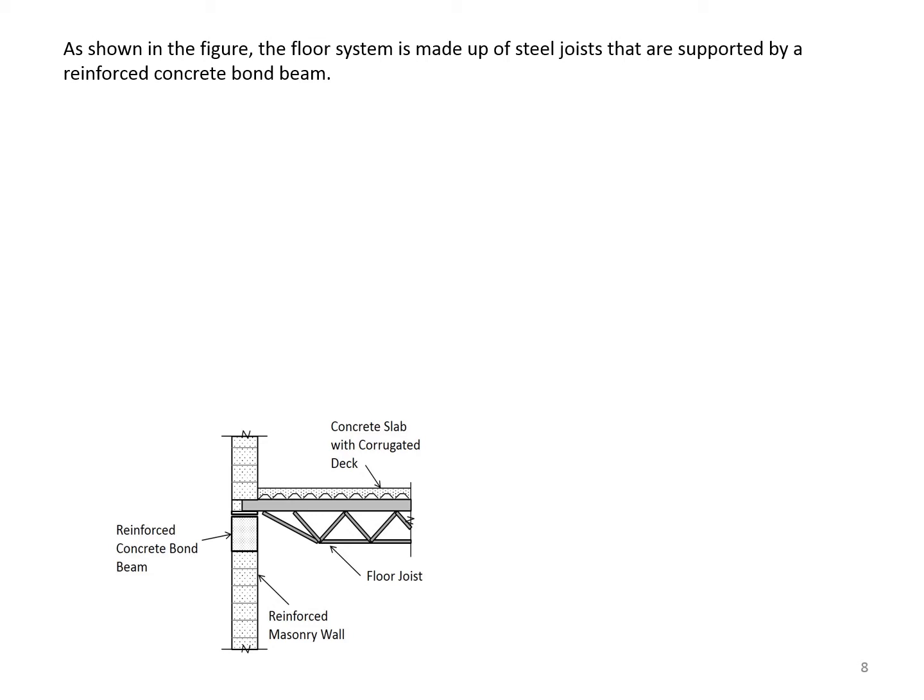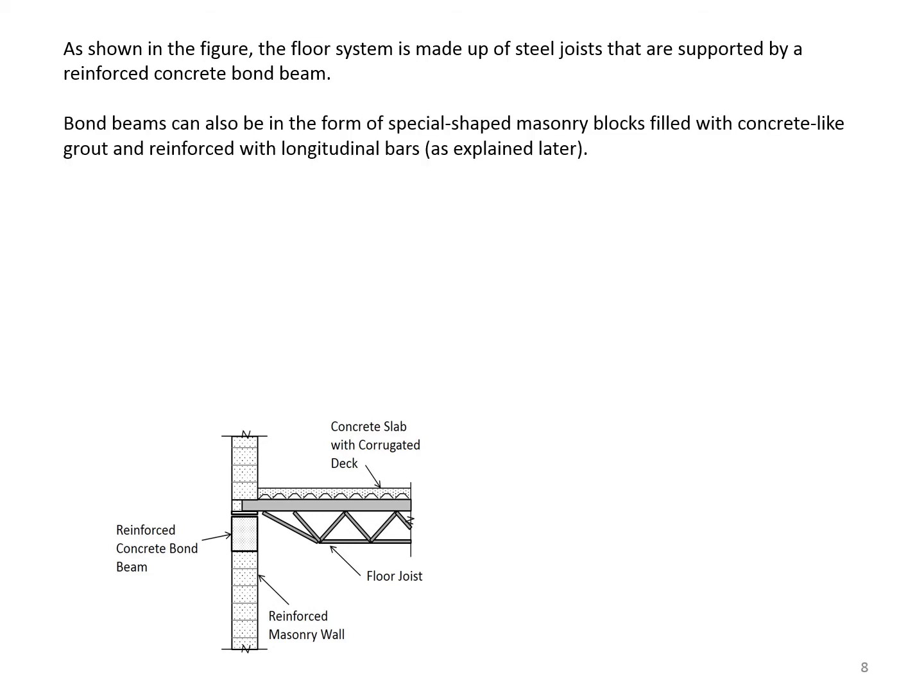Also, again, as shown in this figure, the floor system is made up of steel joists that are supported by a reinforced concrete bound beam. Bound beams are also in the form of special shaped masonry blocks filled with concrete like grout and reinforced with longitudinal bars, as explained later. Often the joists are secured to the bound beam with anchors to prevent movement.